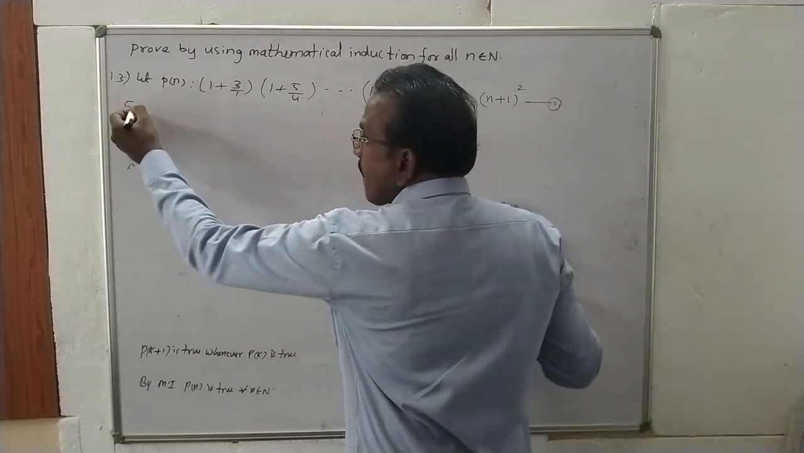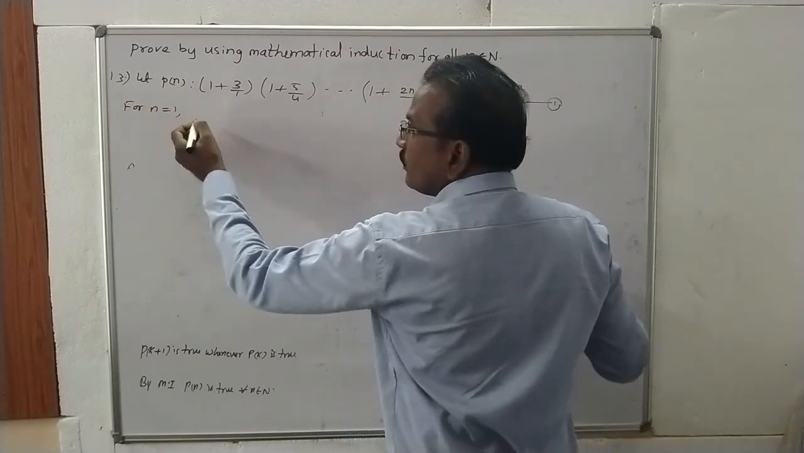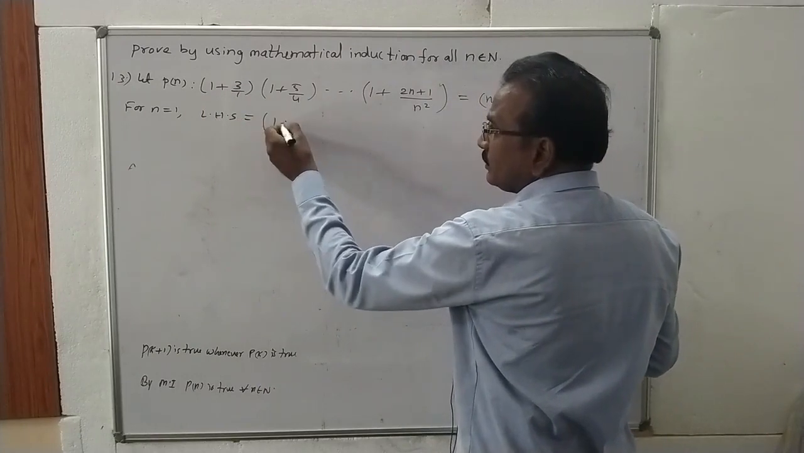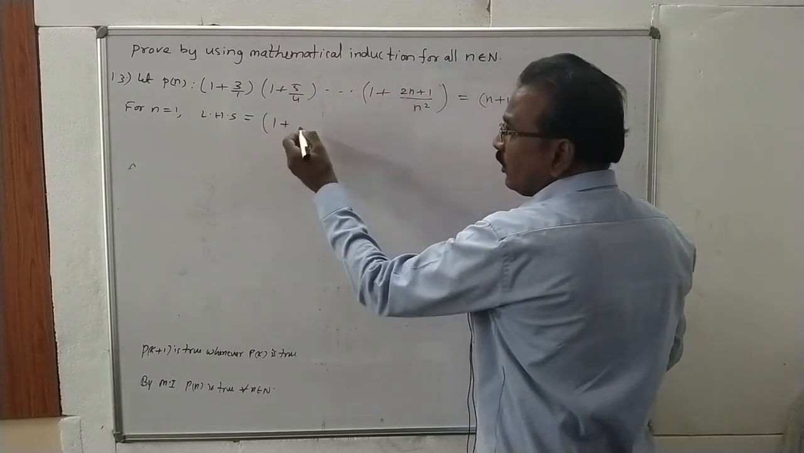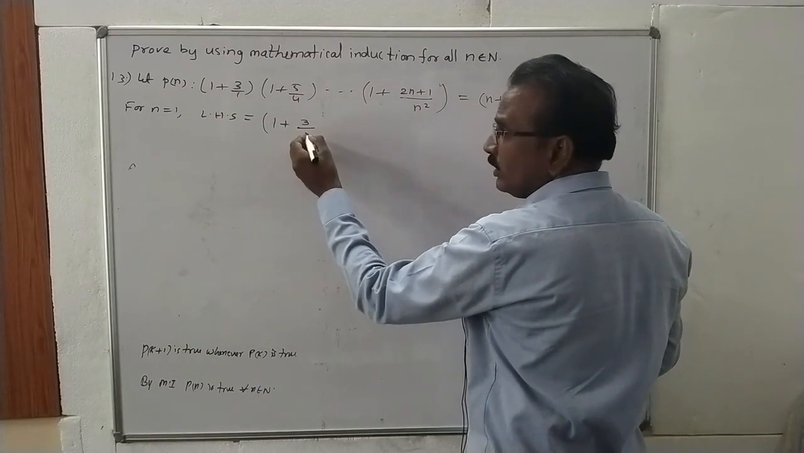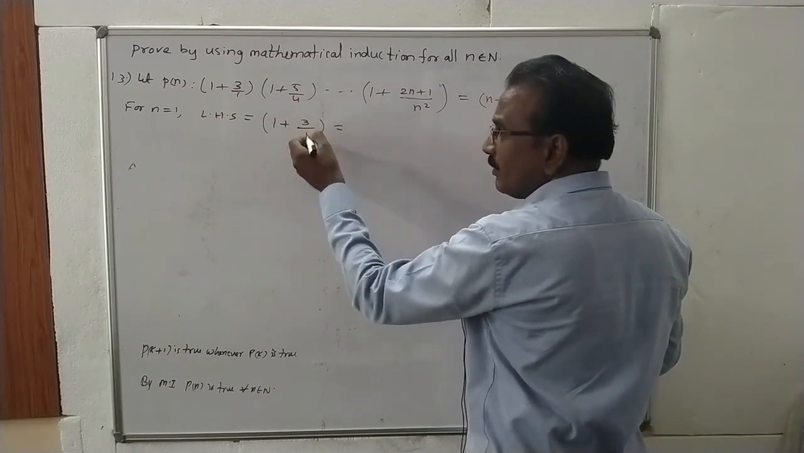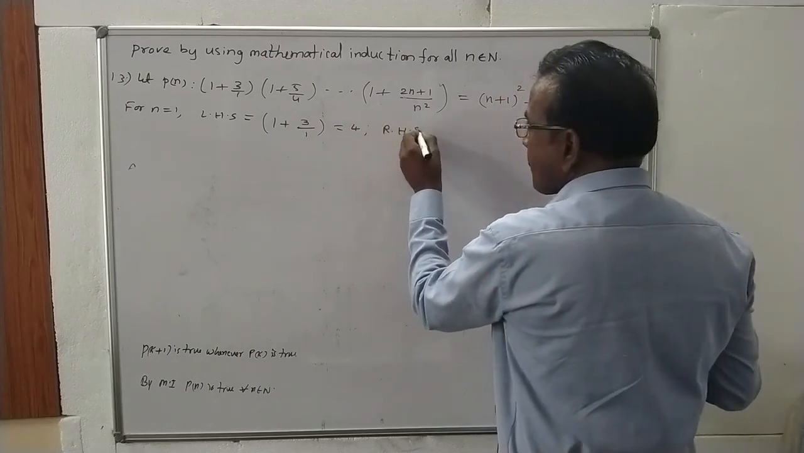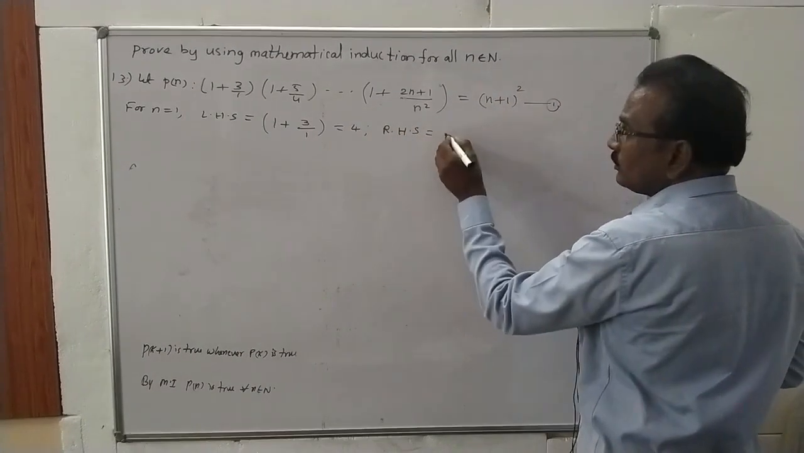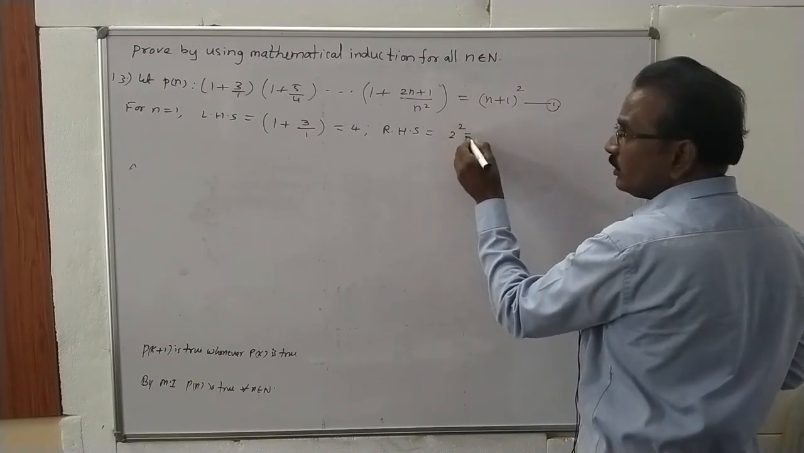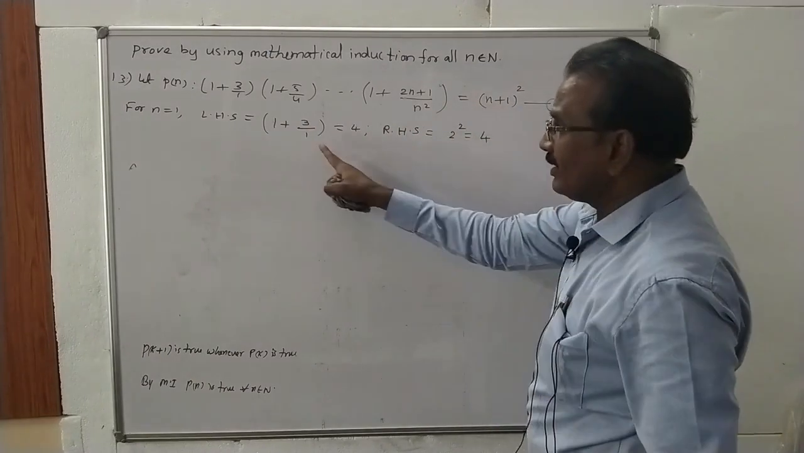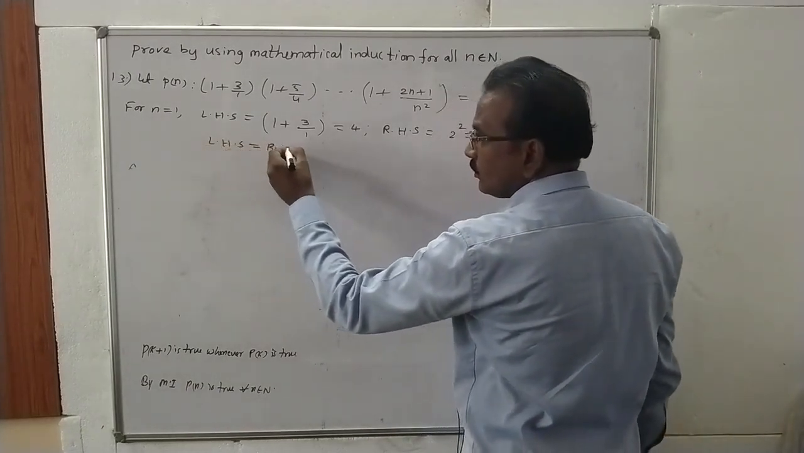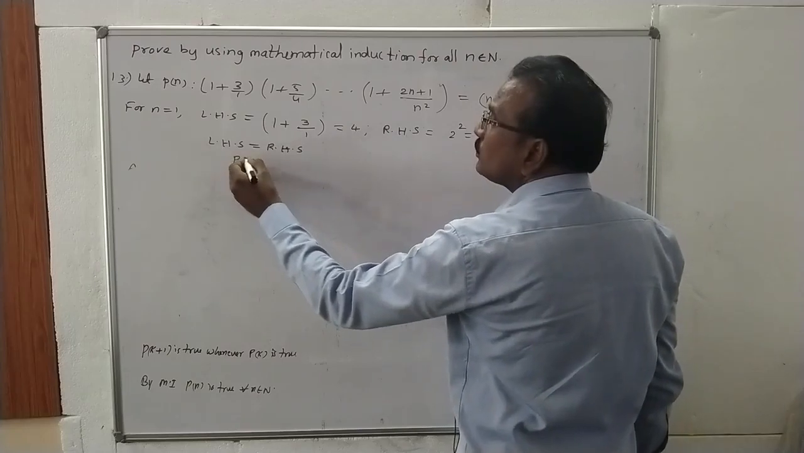For n equal to 1, LHS is 1 + (2 ones are 2, plus 1, 3) divided by n square. 1 square is 1, that is 1 + 3/1 is 3, 1 + 3 is 4. RHS is (1 + 1) whole square, 2 square is 4. So clearly LHS is equal to RHS. Therefore P of 1 is true.